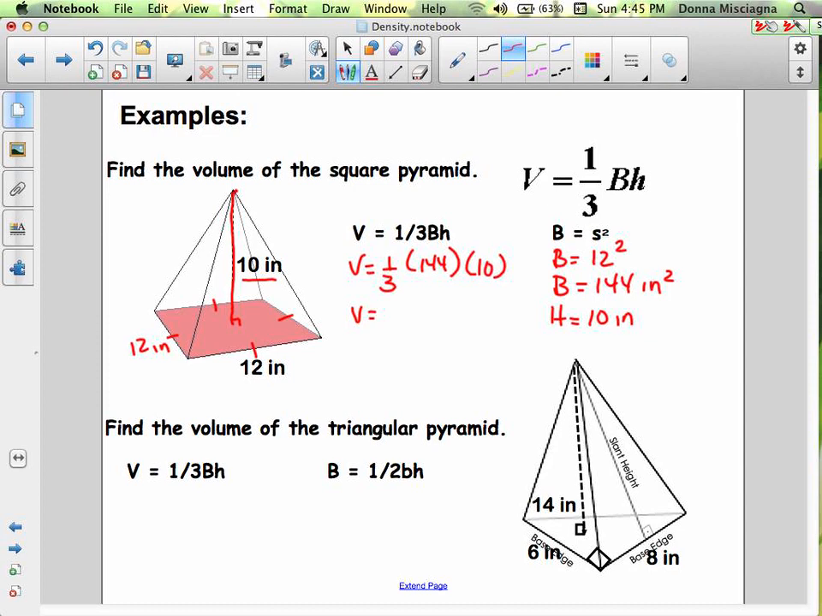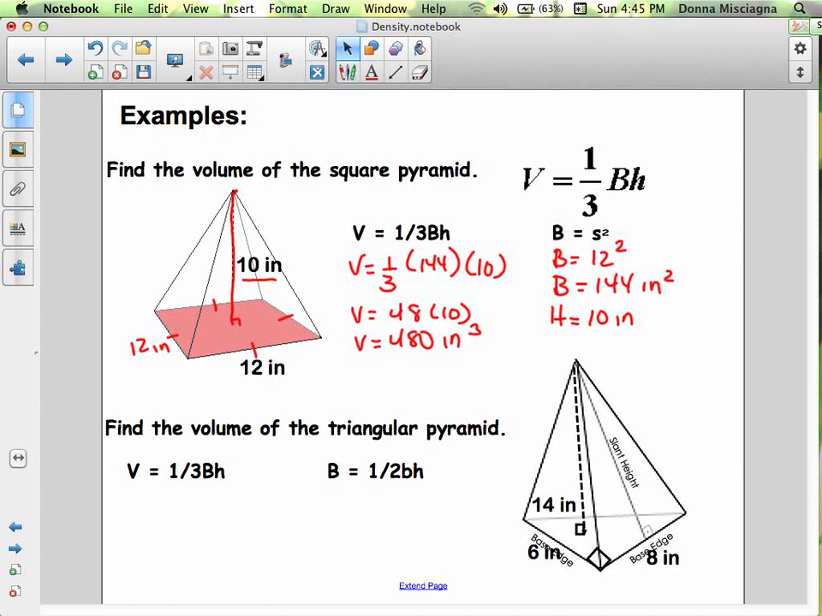So for instance, 4 plus 4 plus 1 is 9. 9 is divisible by 3, so 144 is divisible by 3. So if we divide 144 by 3, that would be 4. We'd have 2 leftovers. 3 goes into 24 8 times. So the volume of the pyramid is just 48 times 10, or 480 inches cubed. So you're just multiplying the 3 numbers across. And it doesn't matter which order you multiply numbers in.